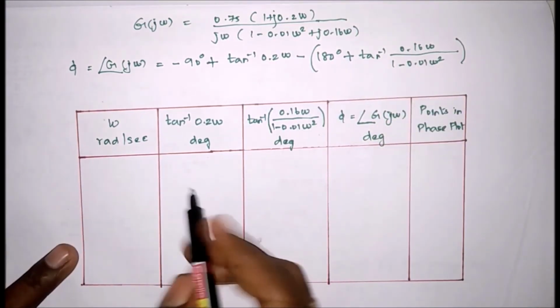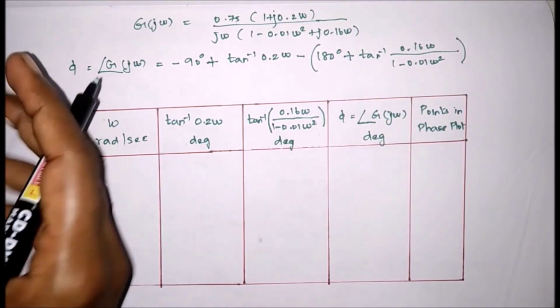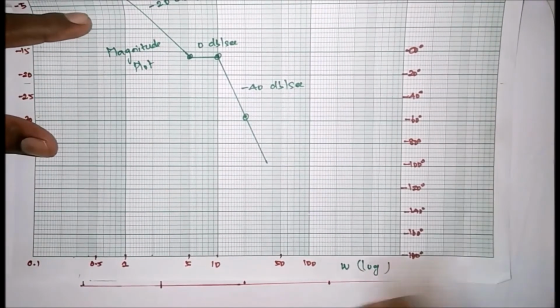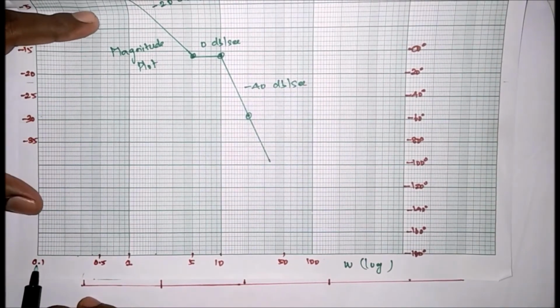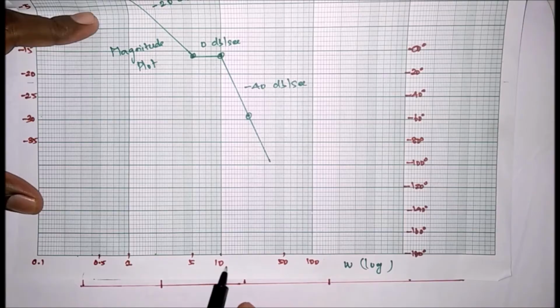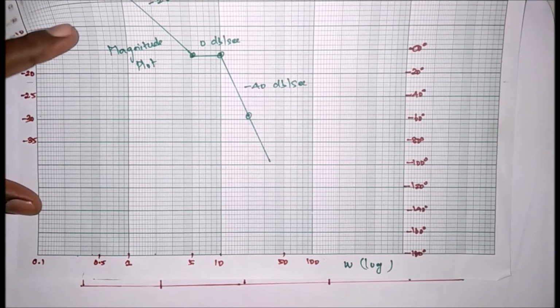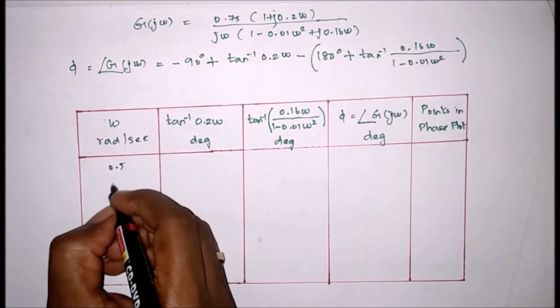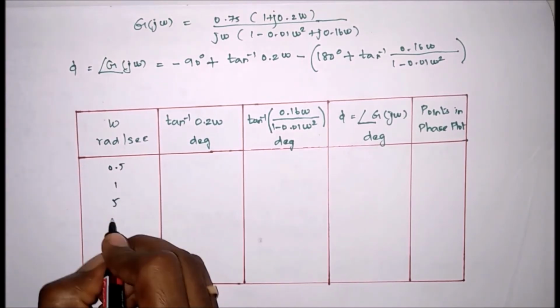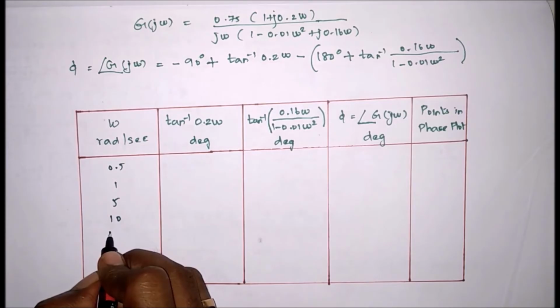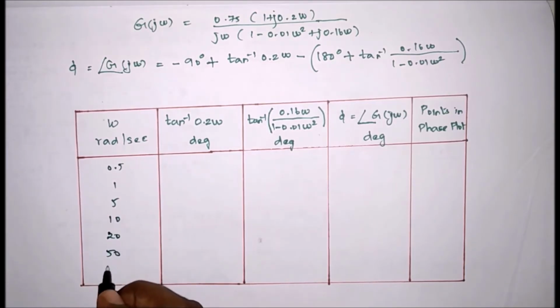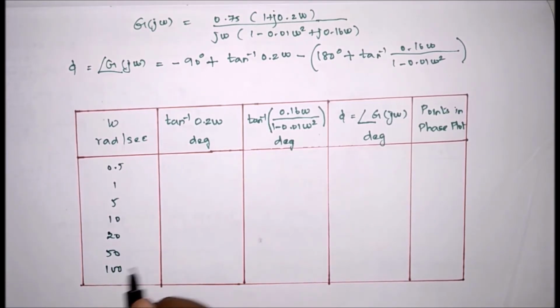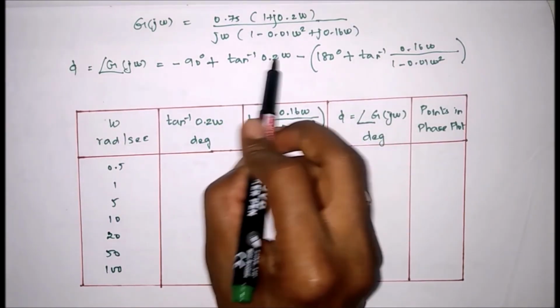Now for the various frequencies from the semi-log sheet, we see the frequencies are 0.1, 0.5, 1, 5, 10, 50, 100. Likewise we can select the same values and write here: 0.5, 1, 5, 10, 20, 50, 100. Then next, this is the first term.